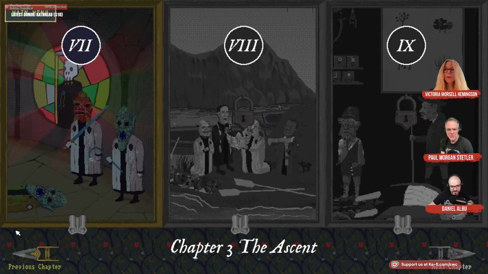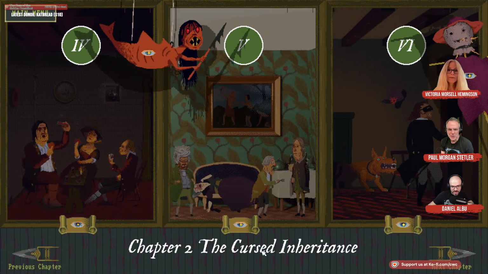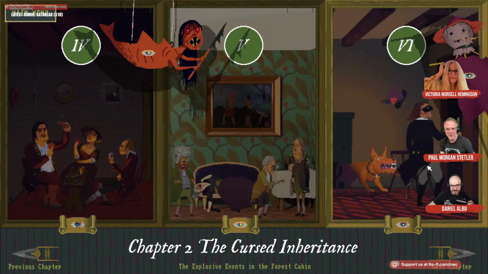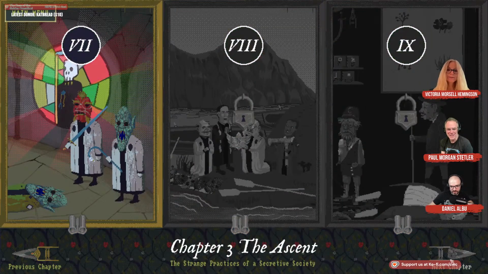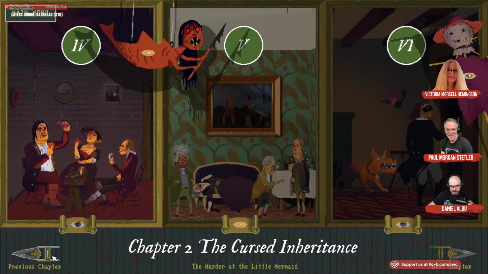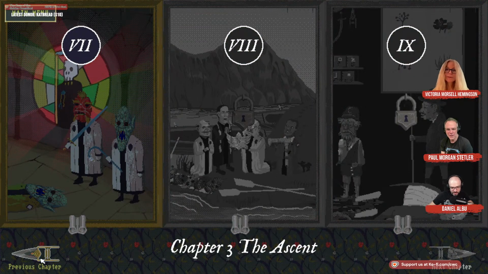Wait, we did 6 chapters? Didn't we just get through 2 today? Yeah, but you see, this is a chapter, and each chapter has a few cases. So it has 12 cases. No. Each chapter only has 3 cases. I meant it has 12 cases total. We solved 6 of them, so we're halfway through. And then the DLCs have 3 cases each.